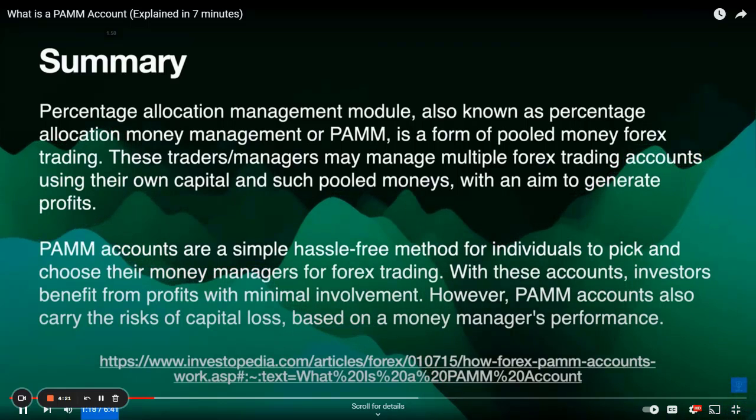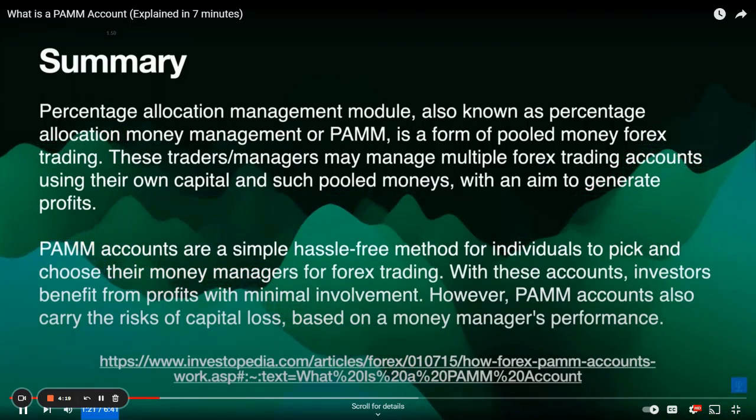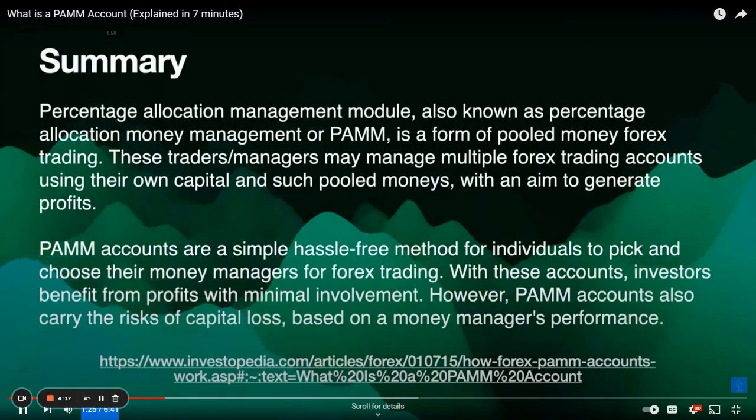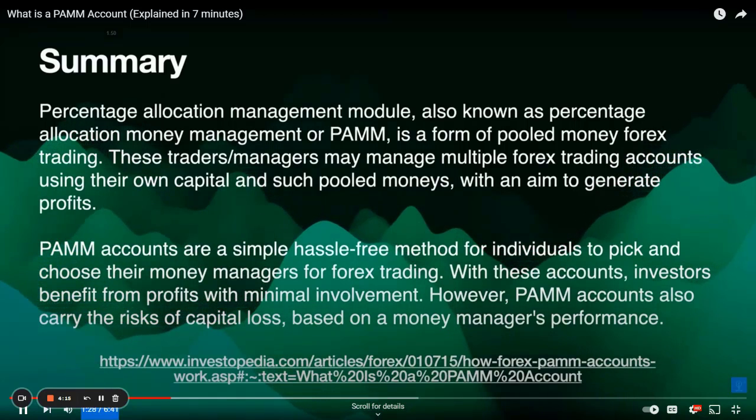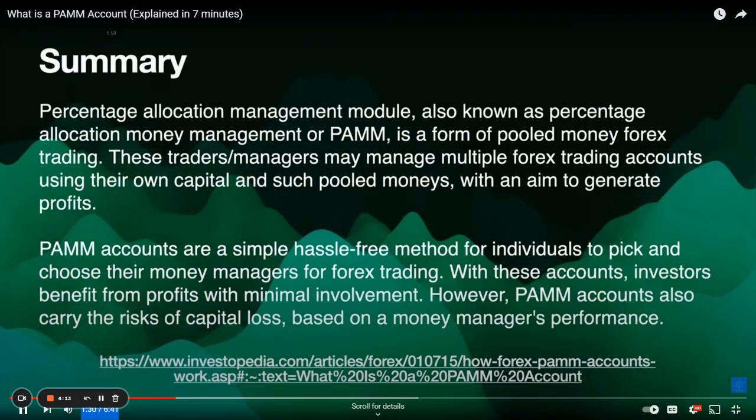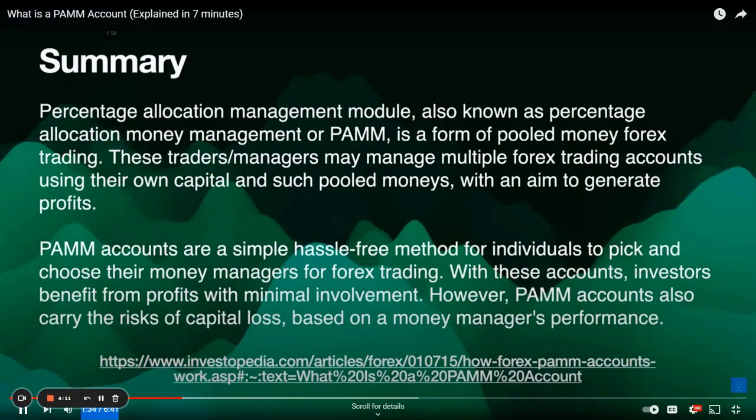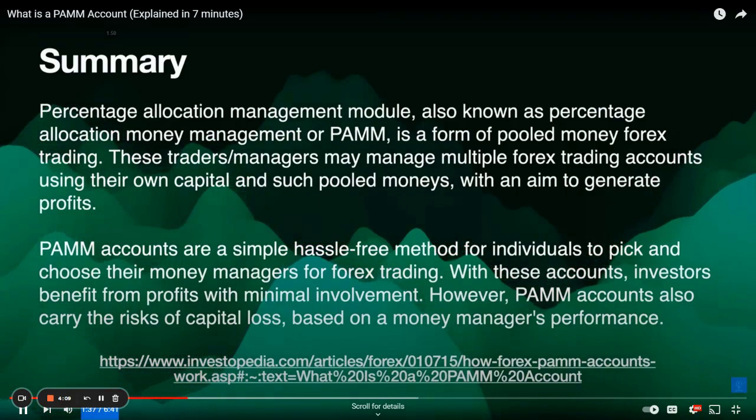PAM accounts are a simple, hassle-free method for individuals to pick and choose their money managers for forex trading. With these accounts, investors benefit from profits with minimal involvement. However, PAM accounts also carry the risk of capital loss based on a money manager's performance.